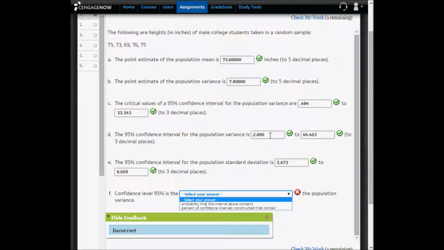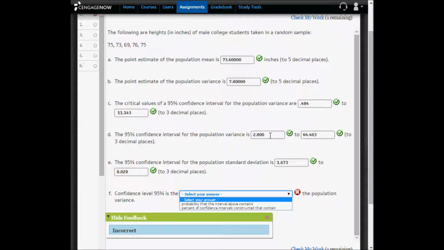So that 95% means what? Well, confidence level 95% is the percent of confidence intervals constructed that will contain the population variance. So if we replicated this procedure 1,000 times, so we have 1,000 samples, and all those samples are of size 5, 950, or 95%, of the 1,000 intervals constructed will contain the true population variance. 50 of them, or 5%, will not contain the true population variance.